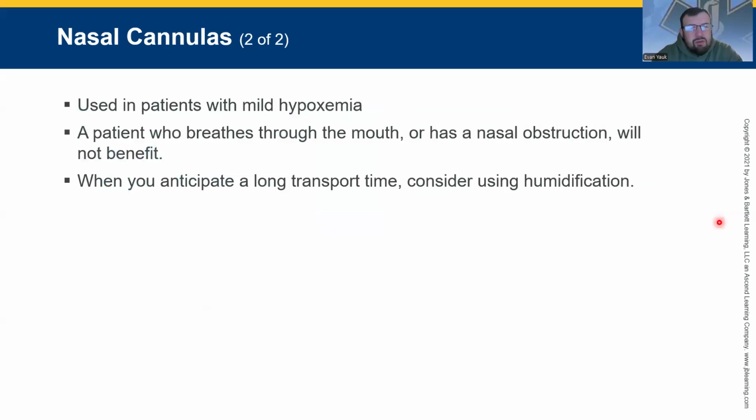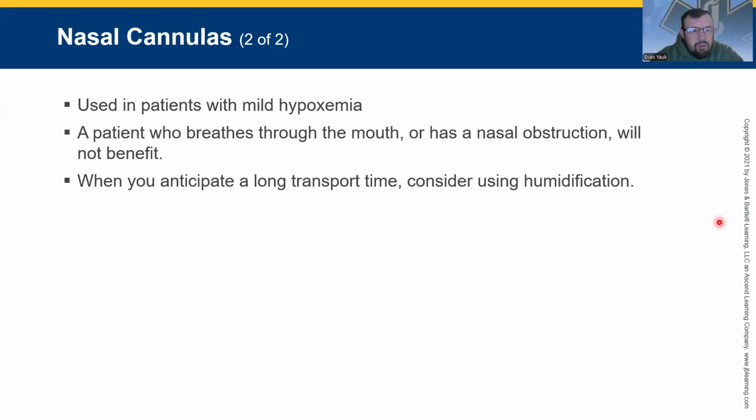Used in patients with mild hypoxia, a patient who breathes through the nose or has a nasal obstruction will not benefit. This is why if they breathe through the mouth, we need to coach them. If there's a nasal obstruction of some kind, we might have to do a different process. We might have to use, I call them a simple mask, with no reservoir bag, or we might have to do blow by where we just hold the oxygen next to them.